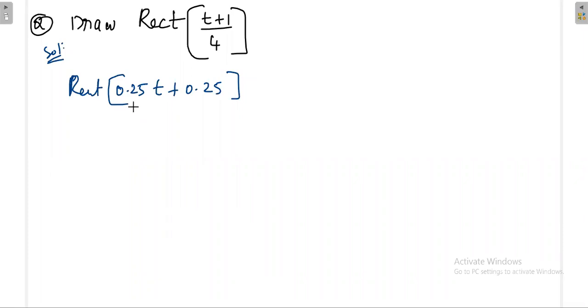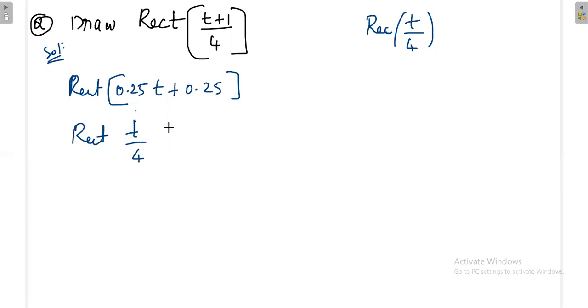Now here we have to understand one thing. In general, take the original rectangular signal. In the original rectangular signal itself, t is there along with the 4. So t alone is not the time parameter. Along with the 4, it is the time parameter. Whatever is there within the bracket in the original signal is the time parameter. So here t alone is not the parameter; t by 4 is the parameter. This entire thing is the time parameter.